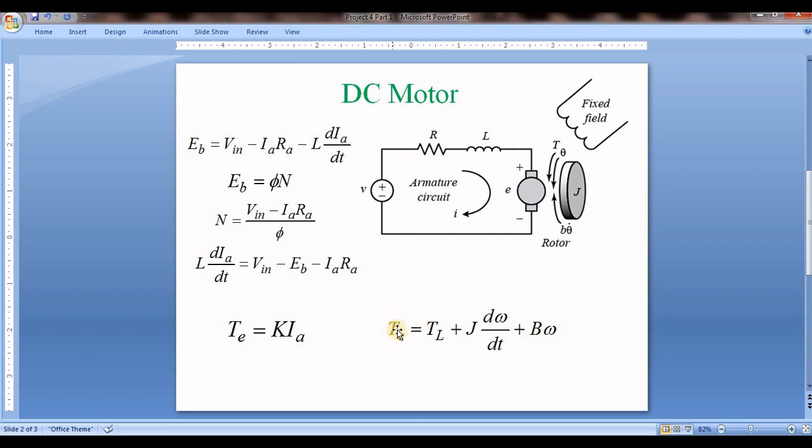So the electromagnetic torque which is generated by the motor should be equal to the load torque plus the drop, I mean the torque friction drop.